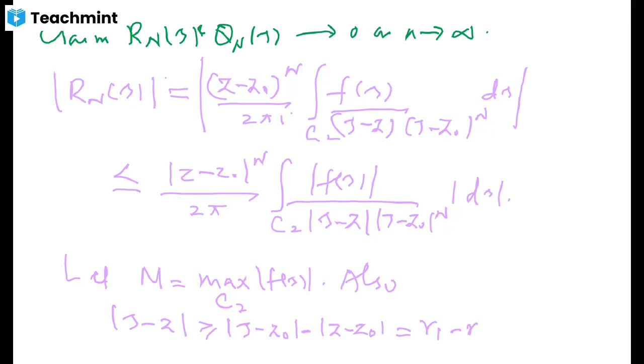The reciprocal of zeta minus z will be replaced by the reciprocal of r1 minus r, and zeta minus z naught, the distance of zeta from z naught, is the radius of the circle C1. Okay, let me not skip all the steps. I will have M, the maximum, and then r to the power n. I have 1 upon 2 pi, and then 1 upon r1 minus r into r1 to the power n.